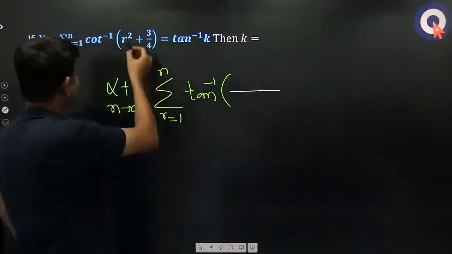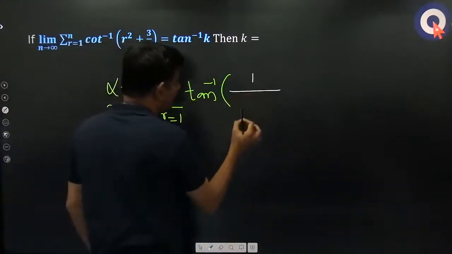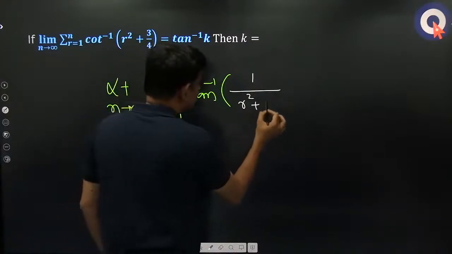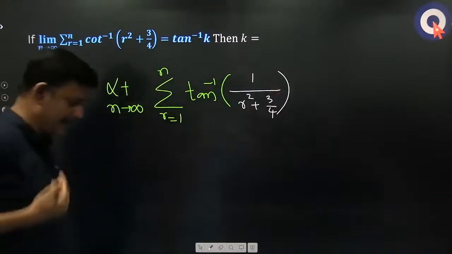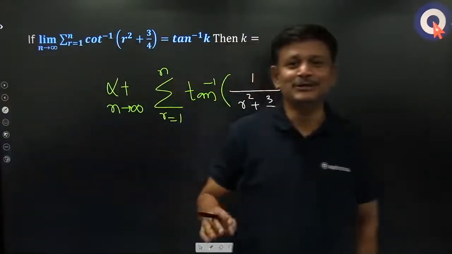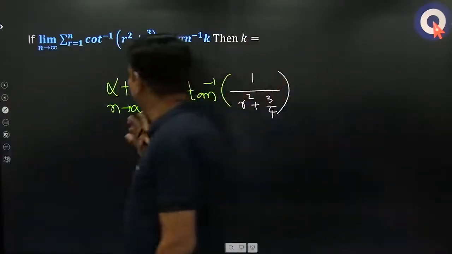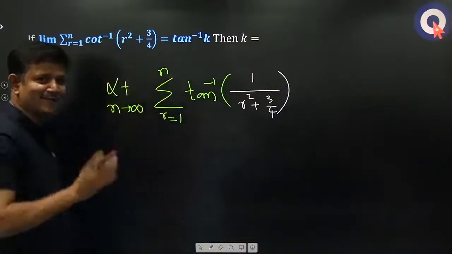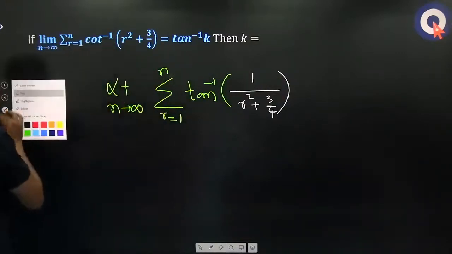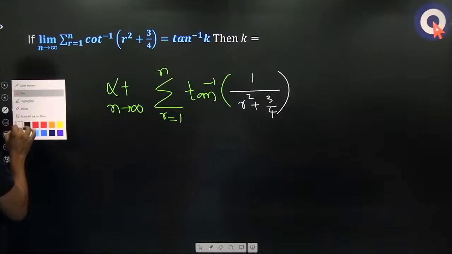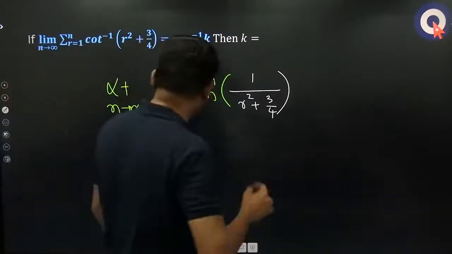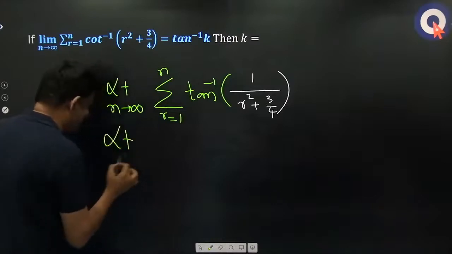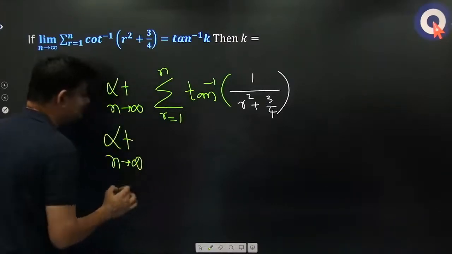Tan inverse 1 by r square plus 3 by 4. There is a reason why I like tan inverse, because मुझे tan a plus b and a minus b का ही फॉर्मूला याद रहता है, not of cot. तो cot के लिए फिर से derive करना पड़ेगा या कुछ और करना पड़ेगा. That is the reason I prefer doing things in tan. Up to you. If you know the formula, you can do it in cot as well.